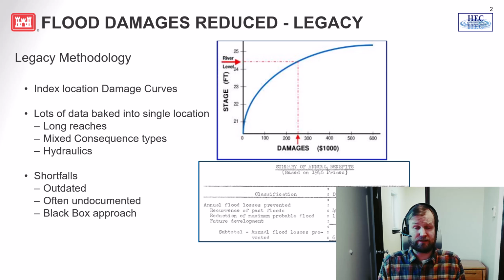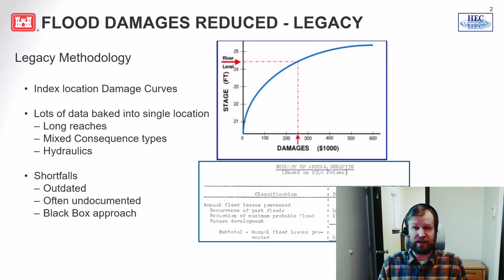So historically, districts each had their own approaches to calculating flood damages reduced, with the majority of districts using some form of the legacy approach outlined here. The legacy methodology, which some districts still employ and are working to transition to SWMS, involves picking points off a hydrograph and plugging it into a stage damage curve.